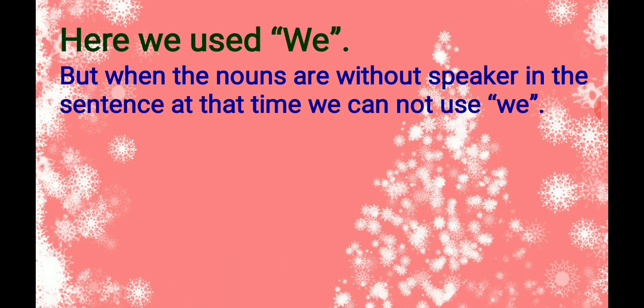Here we used we. But when the nouns are without the speaker in the sentence, at that time we cannot use we. It means that I am not in the sentence. I is not there in the sentence. At that time we don't use we instead of their names. Let's see the example and understand in which case we do not use we.